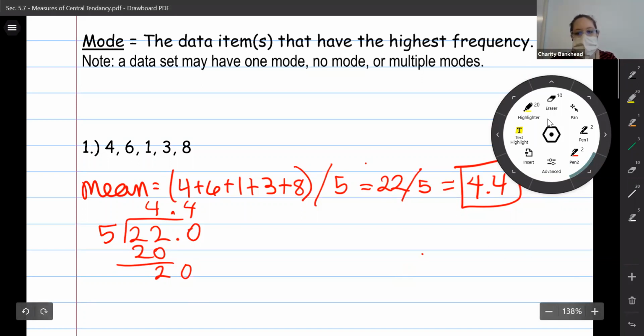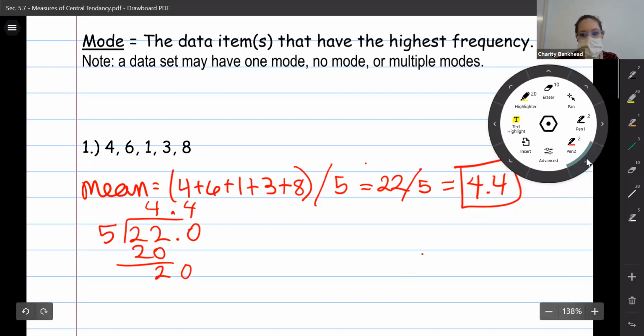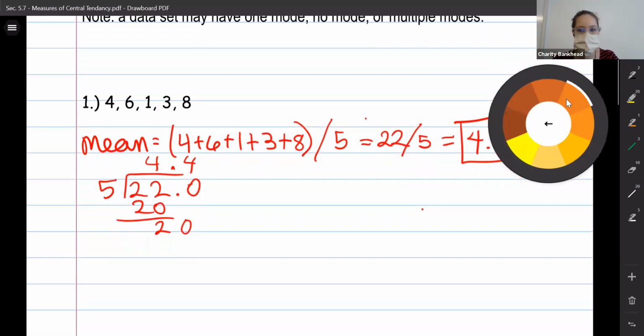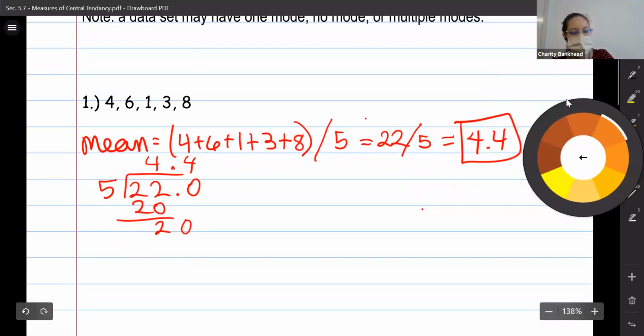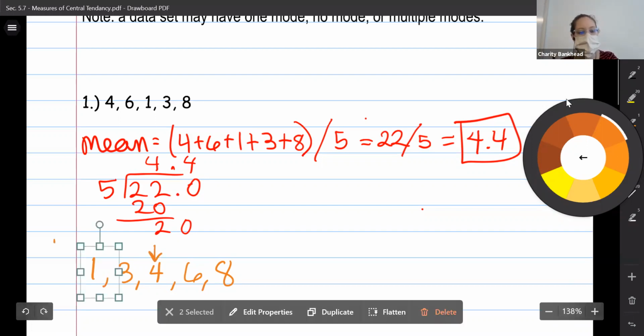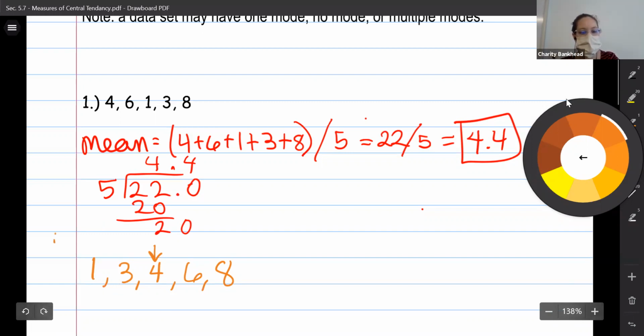All right, so then let's try to find the median. Before we do that, we put them all in order from smallest to largest. So that's going to be 1, 3, 4, 6, 8. All right, so the median is the middle number. It has the same amount of numbers on either side of it. In this case, it has 2 numbers on the left of it and 2 numbers on the right of it. So that's the median.